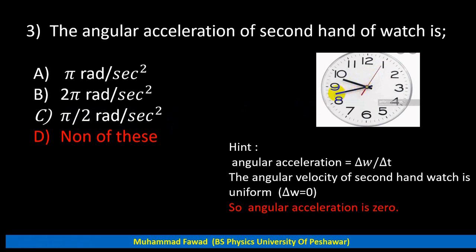And we know that the angular velocity of the second hand of the watch is uniform, means del ω is equal to 0. And we also know that angular acceleration is equal to time rate of change of angular velocity. If angular velocity is equal to 0, therefore angular acceleration will also be equal to 0. लिहाजा इधर दुरुस्त ऑप्शन है none of these, which is option D.